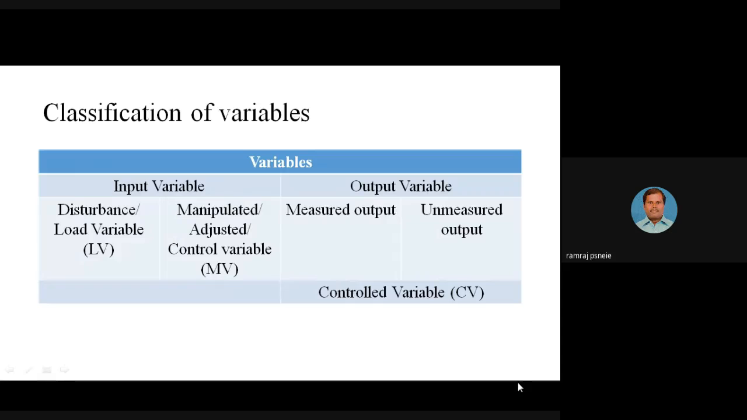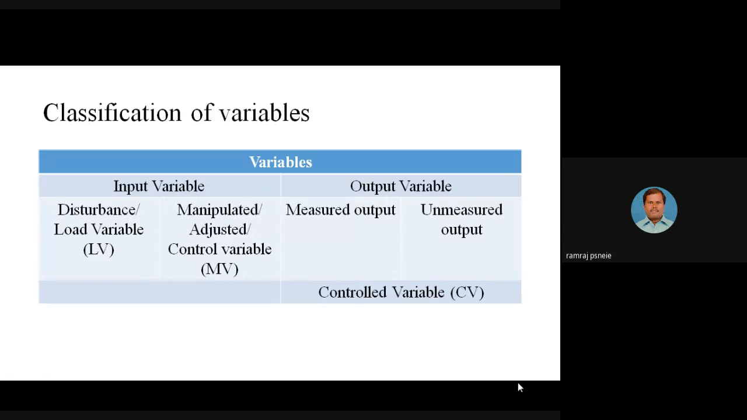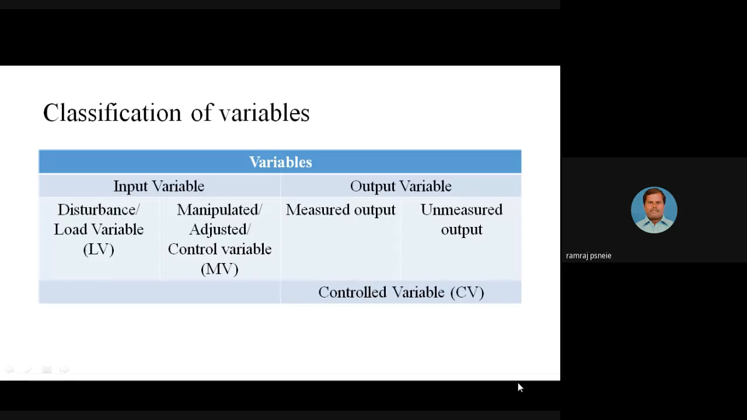Next topic is variables. Variables can be classified into two types: input variable and output variable. Input variables can be classified into two types: disturbance or load variable, and manipulative variable, or adjusted or control variable. The output variable can be classified into two types: measured output and unmeasured output. Another variable is the controlled variable. This may fall in the category of measured output, rarely unmeasured output.